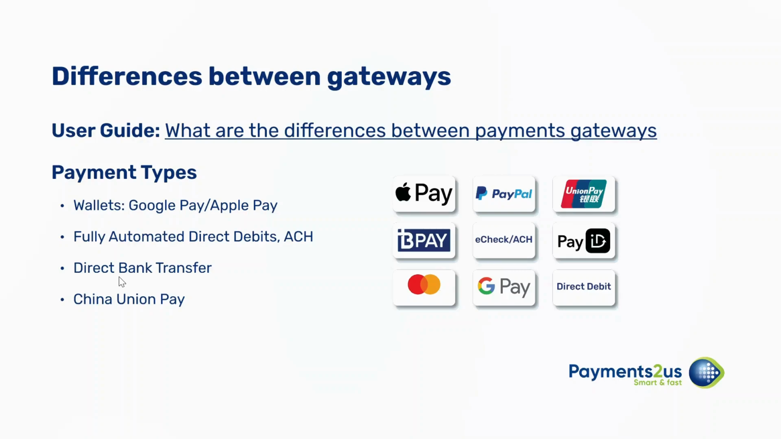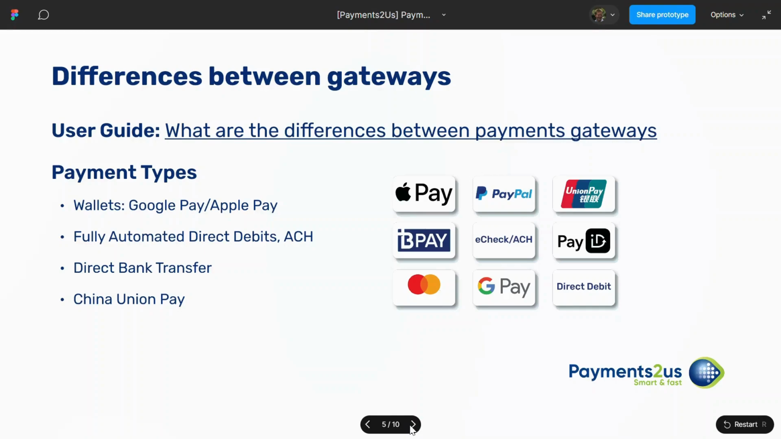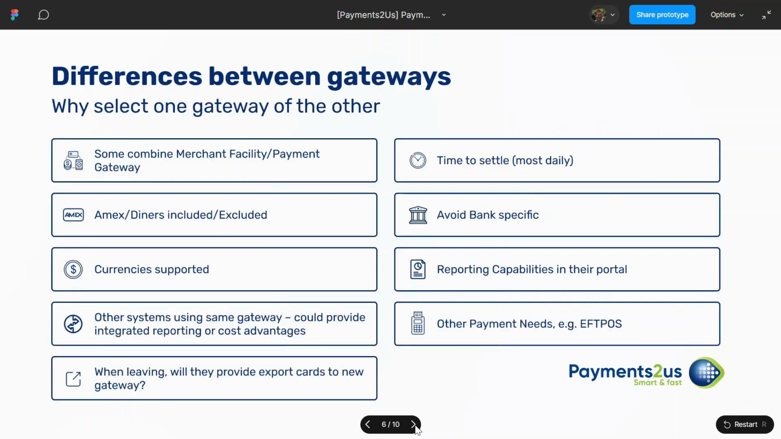Other specialised ones are things like China UnionPay as well. So each of them has its own little quirks, and what they do support and what they don't support. So please do check out that help article.